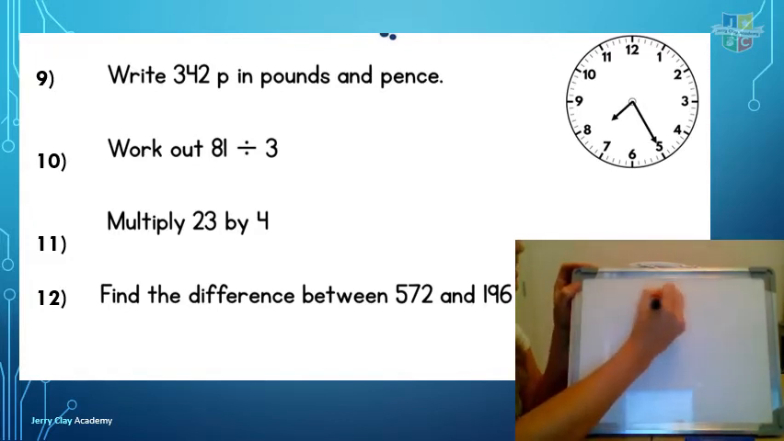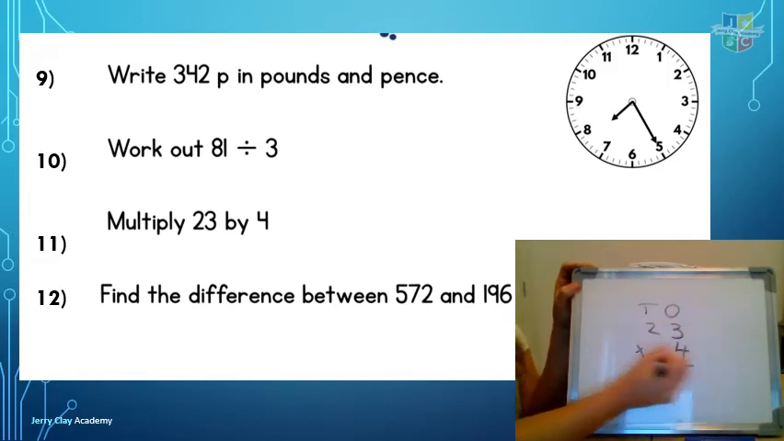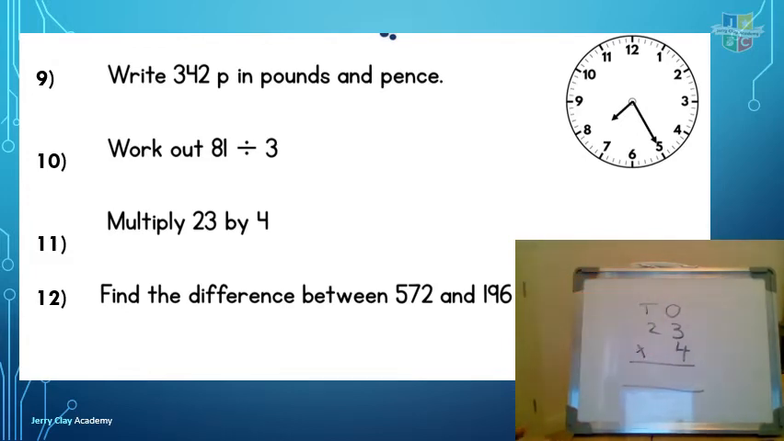If you're multiplying now, 23 times by 4, you should have used column method. You start in your ones, 3 times 4 is 12. So my 2 would go in my equals bracket, my 1 would go under my tens column because I'm exchanging 10 ones for 1 ten. Then I would do 2 times 4, which is 8, add your 1, which is 9. So your answer is 92.